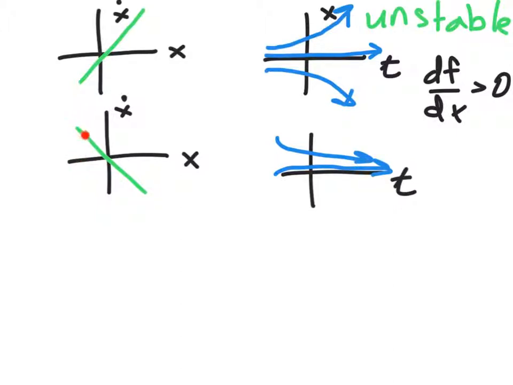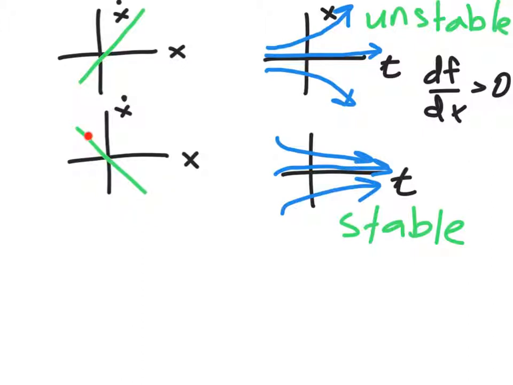Well, now we're increasing because our velocity is positive, and we're still increasing. Our velocity is positive but slower. Still increasing, velocity is positive but yet slower. So it looks something like this. And this is a stable equilibrium, and it's corresponding to this negative slope.